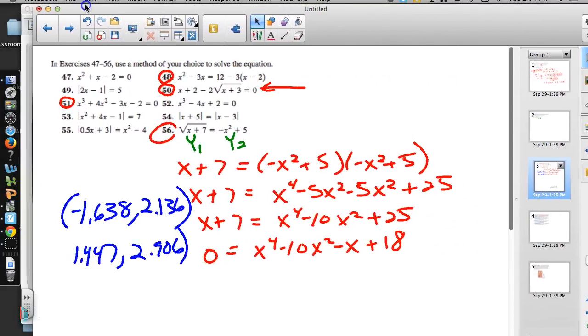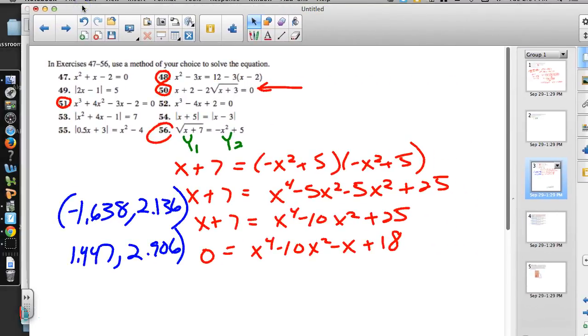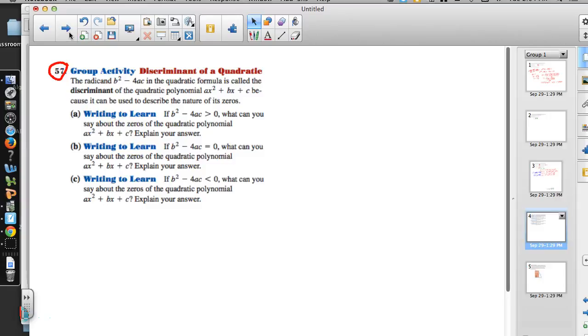Next up, let's see, where do we go from here? That was 56. Number 57. Actually, this is what we just talked about in class today. Discriminant of a quadratic: the radicand b squared minus 4ac in the quadratic formula is called the discriminant of the quadratic polynomial ax squared plus bx plus c, because it can be used to describe the nature of its zeros. So A says, writing to learn.